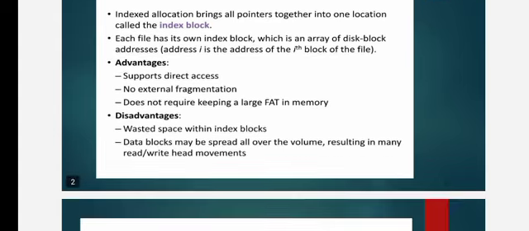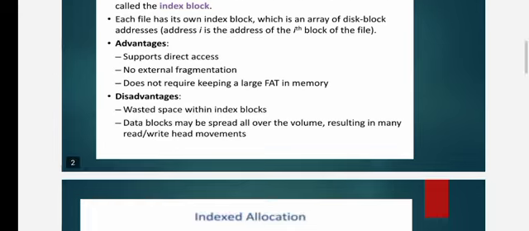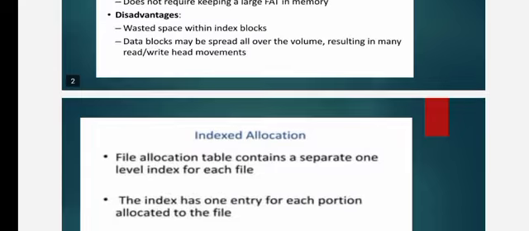Disadvantages of indexed allocation: first is the wasted space. Within index blocks, data blocks may be spread all over the volume, resulting in many read-write head movements.